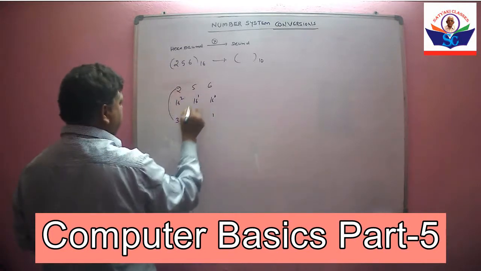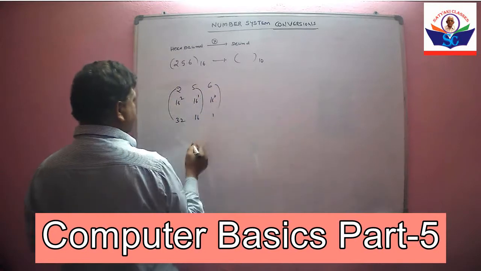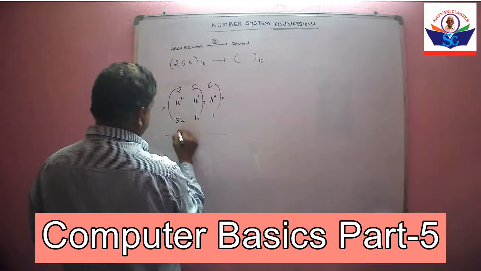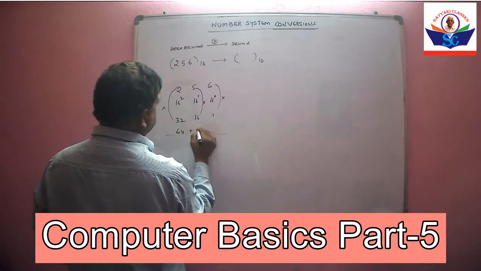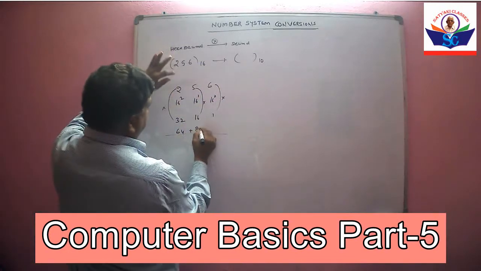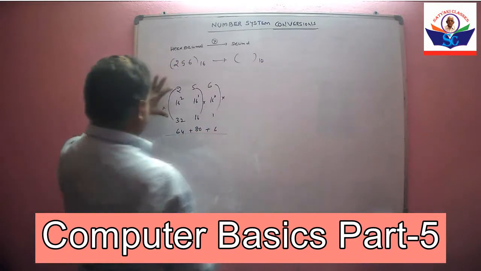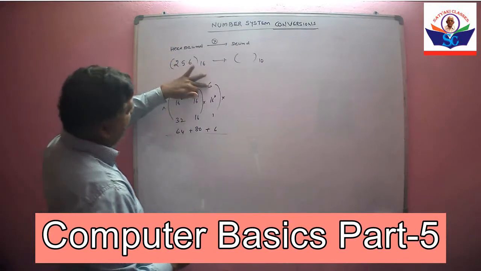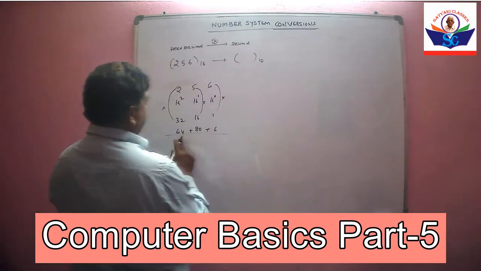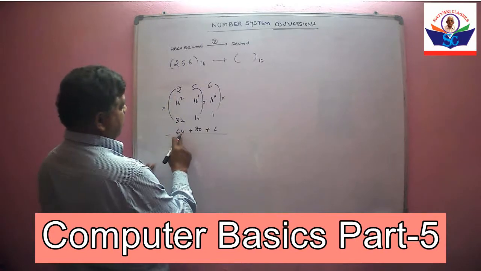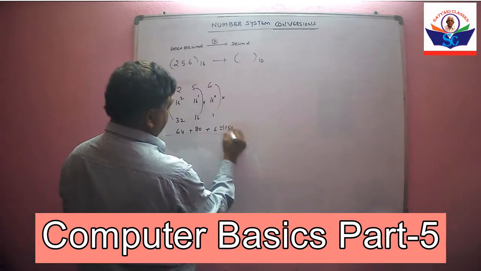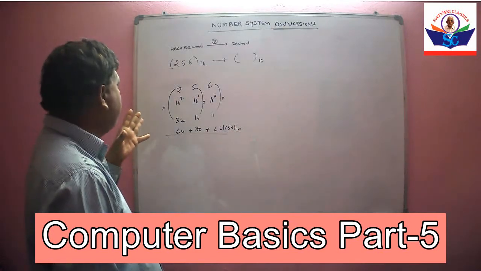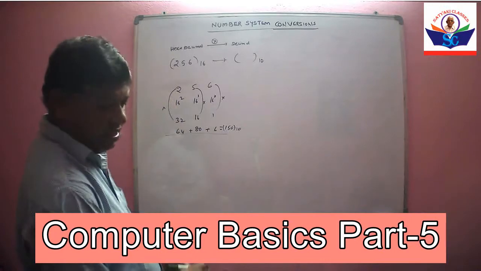Now multiply these digits. That means it is 512 plus 80 plus 6. 16 fives are 80 and 6 ones are 6. So 512 plus 80 plus 6 is 598 in decimal number. So this is the way how to convert hexadecimal to decimal.